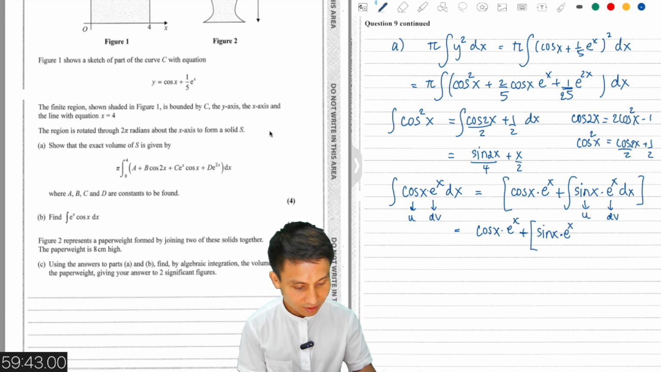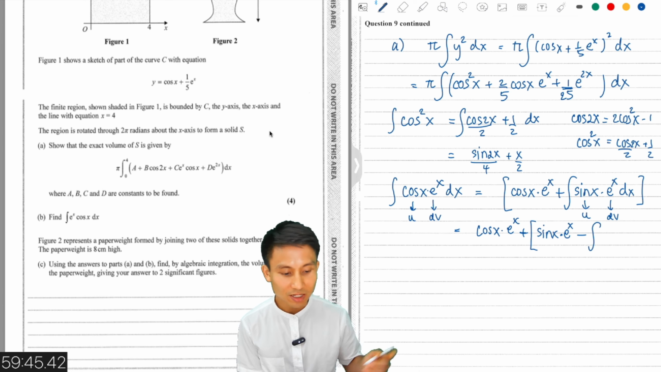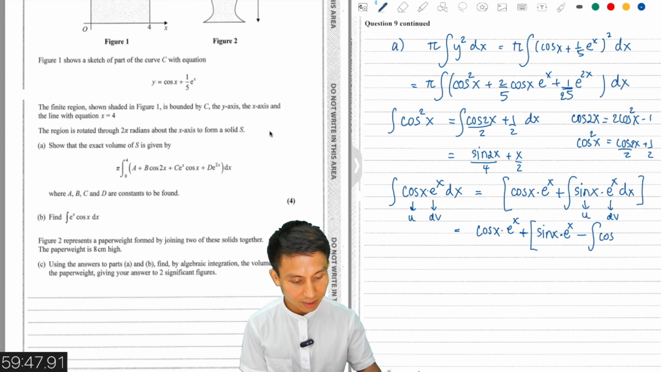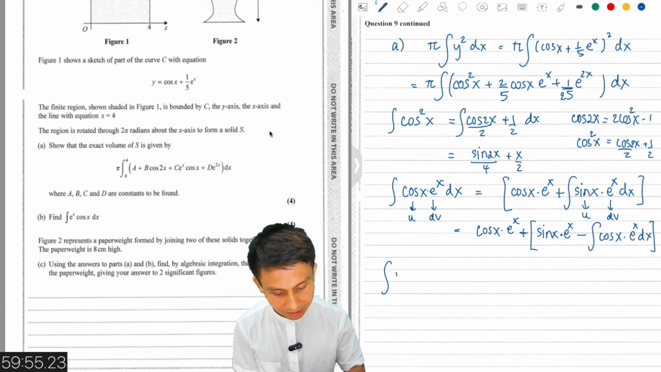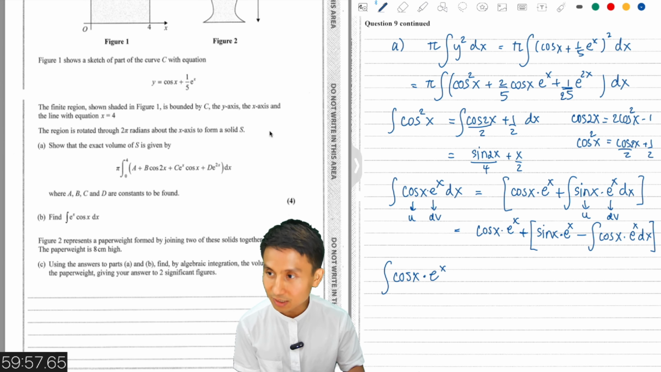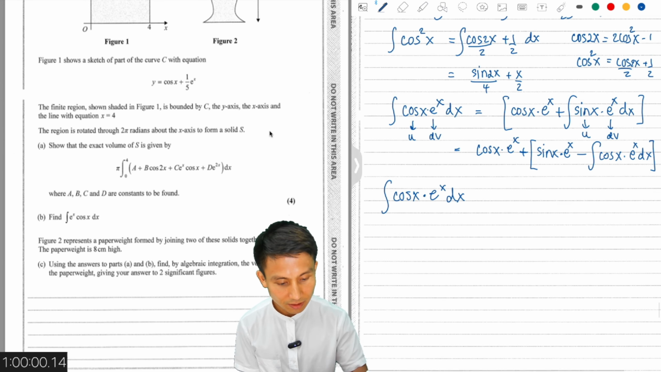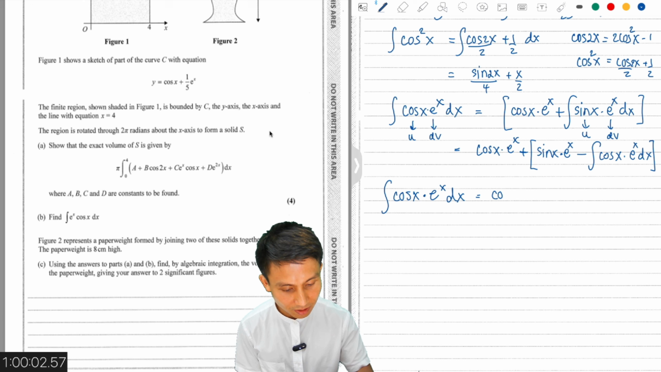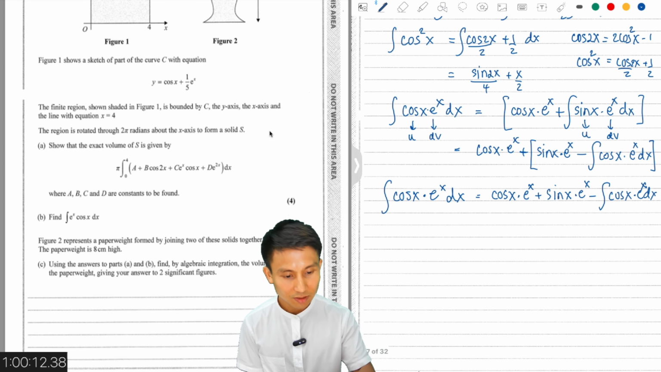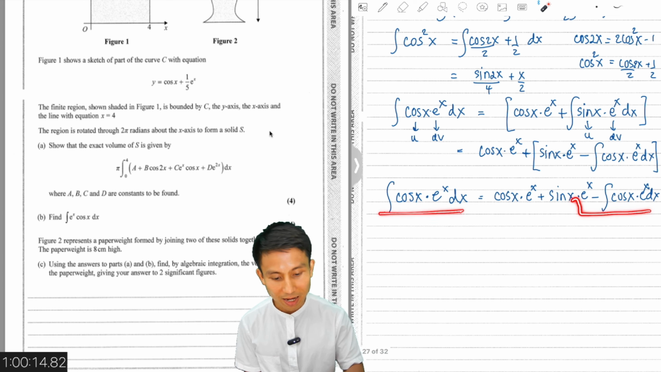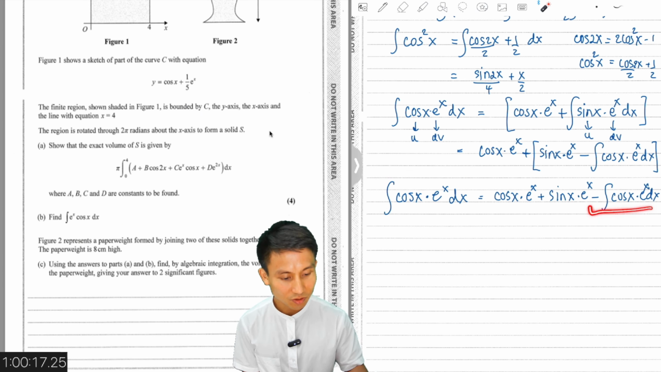V is also easy. And then minus integral du. Differentiating sine, we get a cos x. And that is also a v again. Do you see something here? So the left-hand side is just cos x times e to the x dx. What is the right-hand side? Well, it's cos x e to the x plus sine x e to the x minus integral cos x e to the x dx. Don't you see, guys, that the thing we are finding is also here?